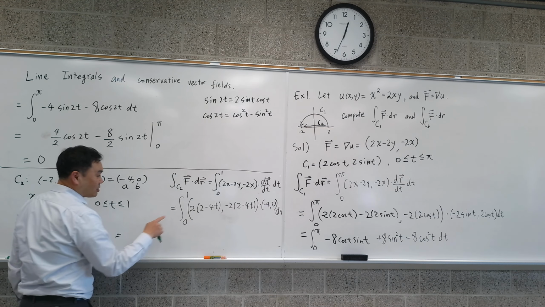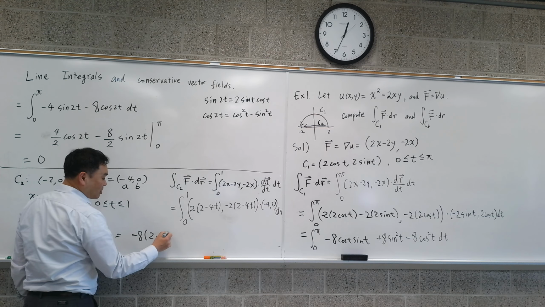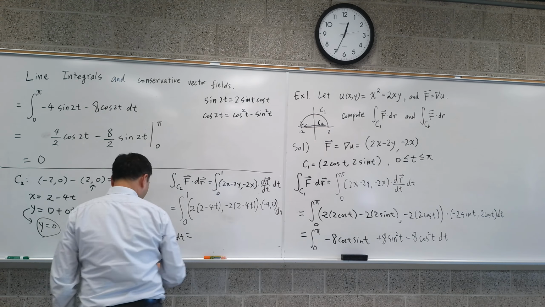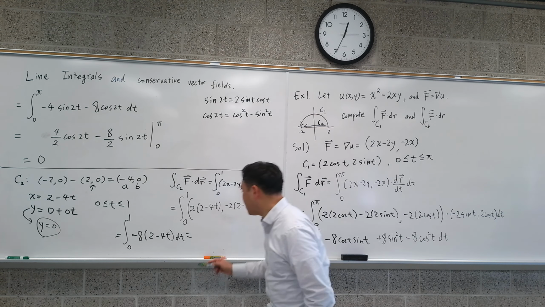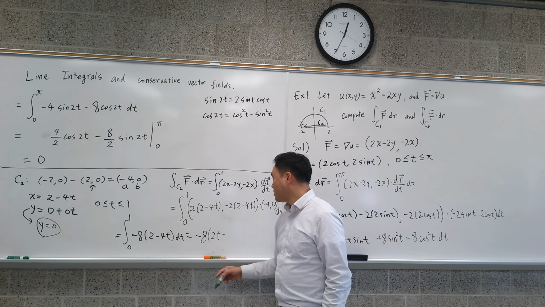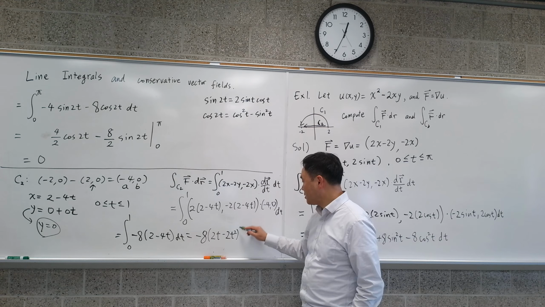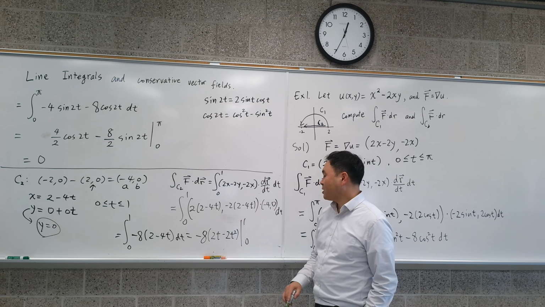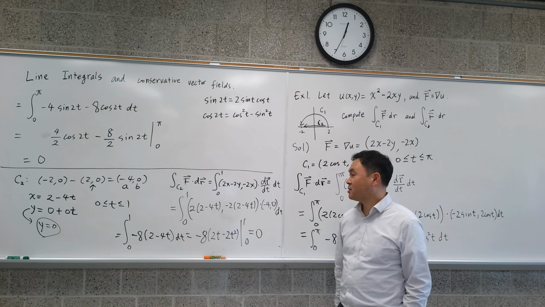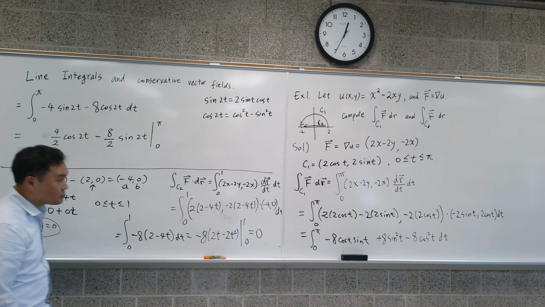So it's going to be negative 8 times 2 minus 4t, then you have to integrate from 0 to 1 dt, whose integral is negative 8 times (2t minus 4 over 2 t squared), so it's like 2t minus 2t squared. You plug in 1 and 0. And in both cases, when you plug in 1 or 0, you get 0. Okay? So you get the same answer as before.